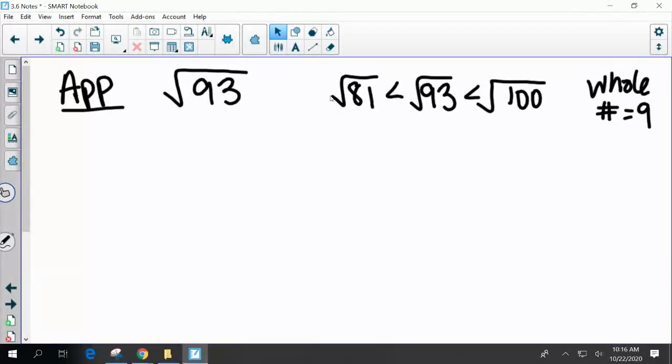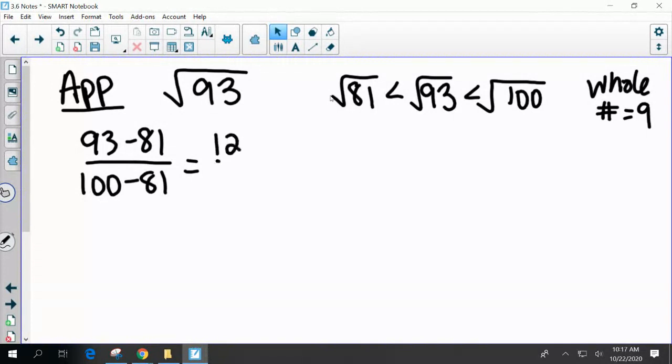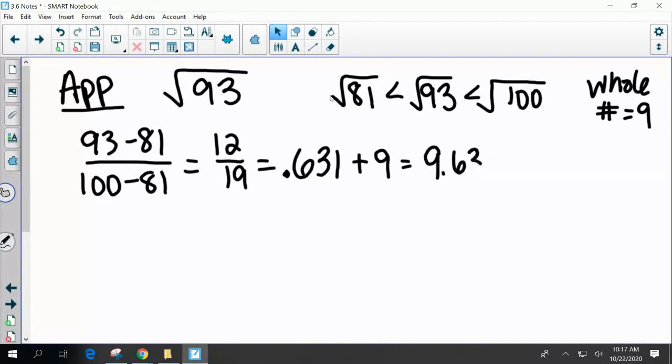So then I'm going to take medium minus small, so 93 minus 81, over large minus small. So that gives you 12 over 19. And then you divide it, and you get 0.631. You're going to add 9, so you get 9.631, rounded to the hundredth, we give you 9.63. Okay?